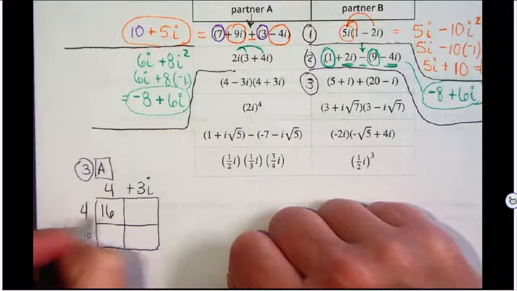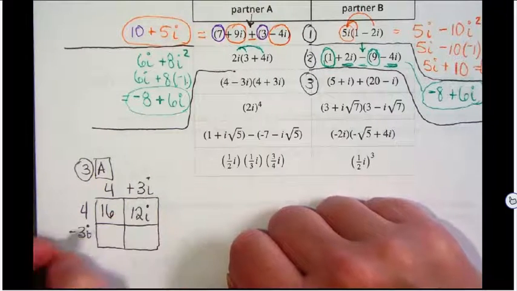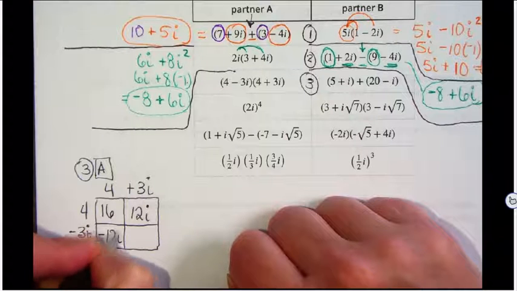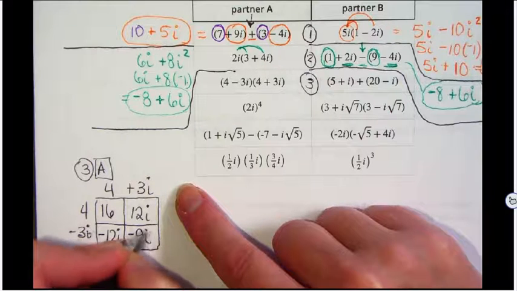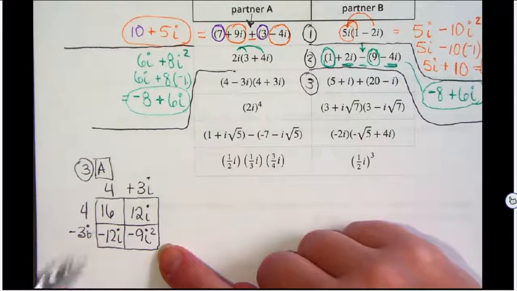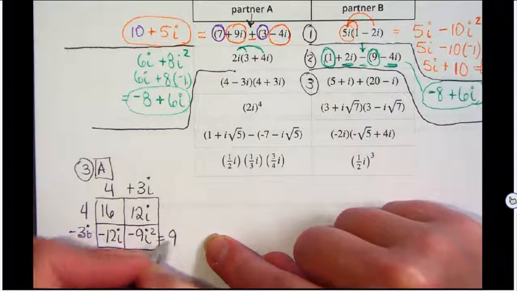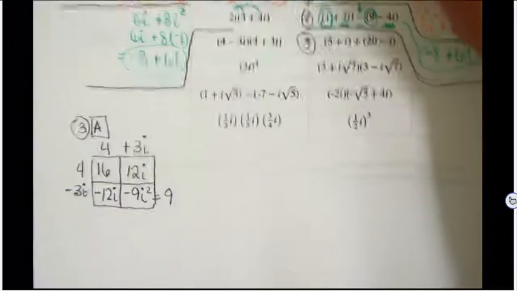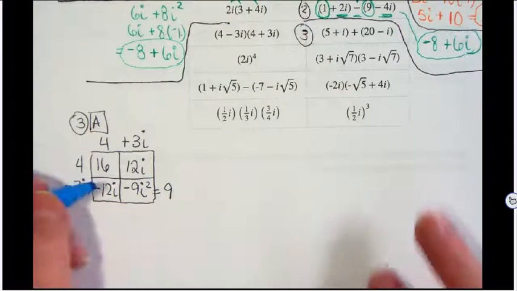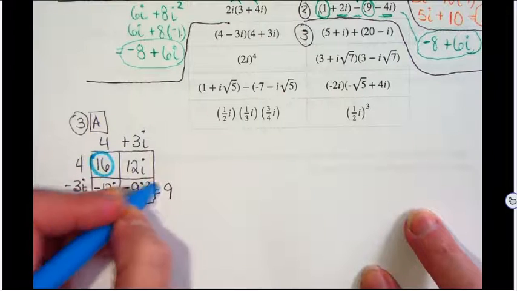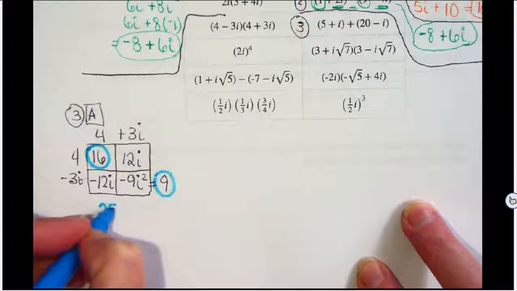4 times 4 is 16. 4 times 3 is 12, and there's an i there. Here I have a -12 with an i. And let's see, a -9i squared. i squared equals -1. So a -9 times a -1 equals a +9. Doing some of these steps in my head, and some of this practice should be helping you speed that part along. So I have a 16 plus 9, we get to 25.